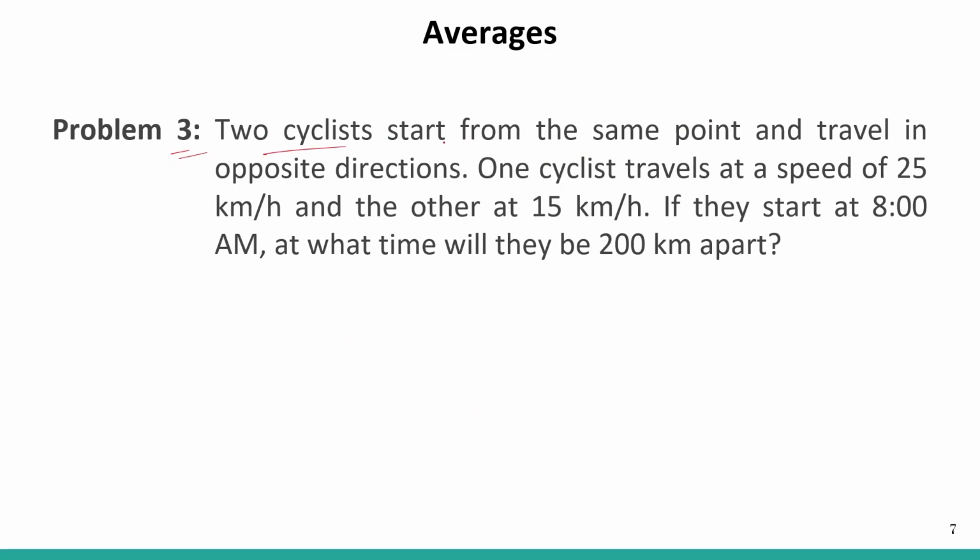Two cyclists start from the same point and travel in opposite directions. One cyclist travels at a speed of 25 kilometer per hour and the other travels at 50 kilometer per hour. If they start at 8 a.m. in the morning, what will be the time when they are 200 kilometer apart? Let's go forward with the step-by-step solution.